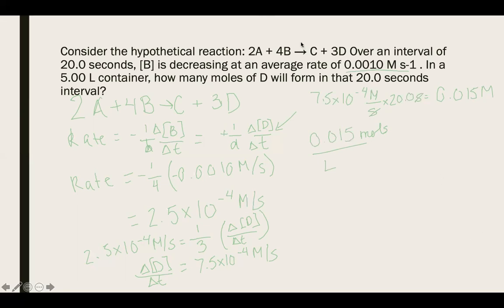In order to cancel out the liters and just get moles, you have to multiply by the volume of the container, which we're given as 5 liters. Once you do that, you're going to get 7.5 times 10 to the -2nd moles, which I think the answer was written as 0.075 moles of D.